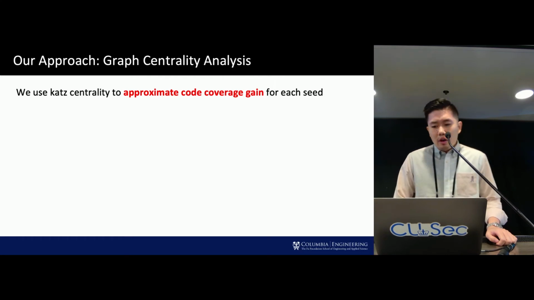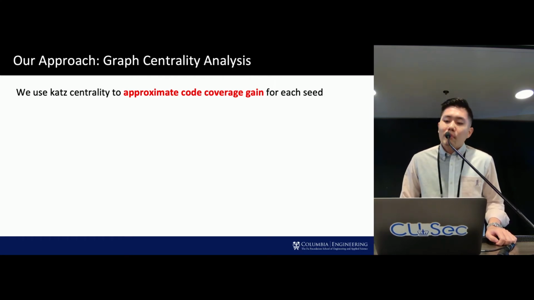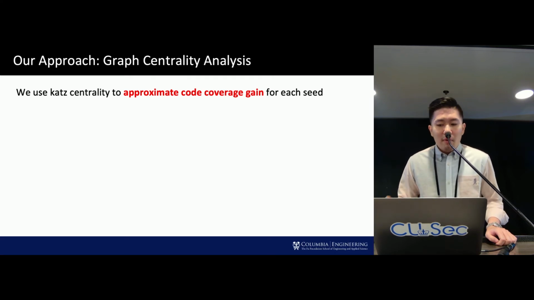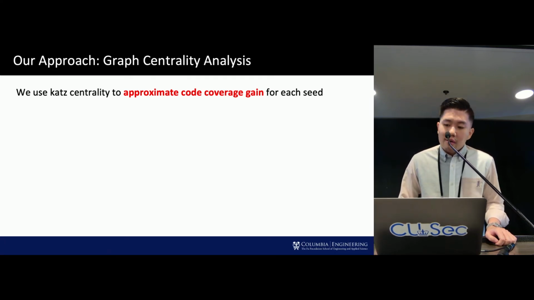In this work, we use cost centrality to approximate code coverage gain for each SID. For more information about the cost centrality, please check our paper.